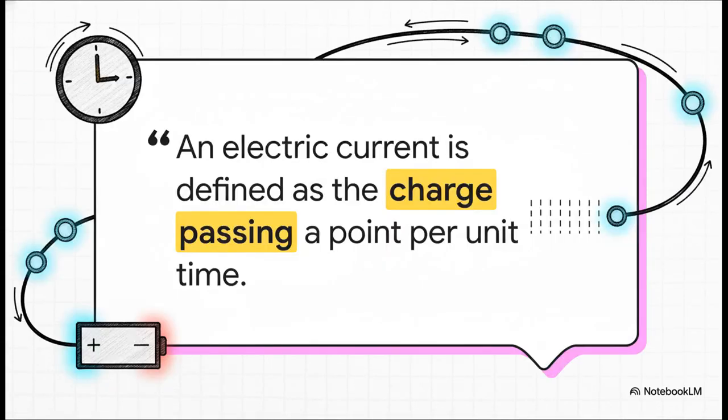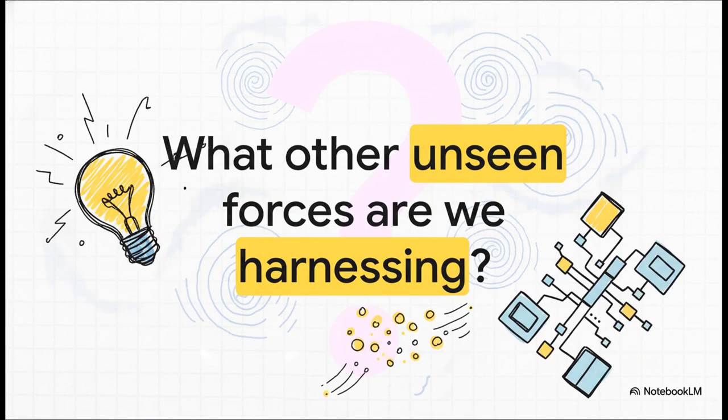So as we wrap things up here, it really all comes back to that very first idea we talked about. This simple but really powerful definition is the foundation for everything. It's just about counting charge over time. And it's pretty incredible to think that from that one simple principle, we get everything from a tiny LED light to a massive supercomputer. It's a good reminder that some of the most powerful forces that shape our entire lives are the ones we can't see at all. Kind of makes you wonder, what other invisible forces are out there, quietly running the world all around us?